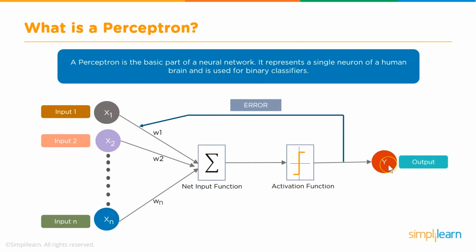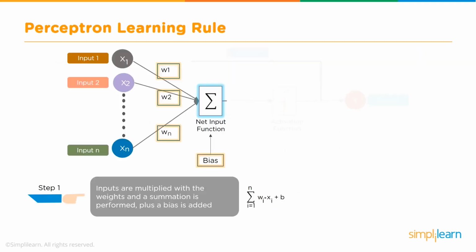If the output is correct, it is accepted. If it is wrong, if there is an error, then that error is fed back, and the neuron then adjusts the weights and biases to give a new output, and so on and so forth. That's what is known as the training process of a neuron or a neural network. There's a concept called perceptron learning. Perceptron learning is again one of the very basic learning processes.